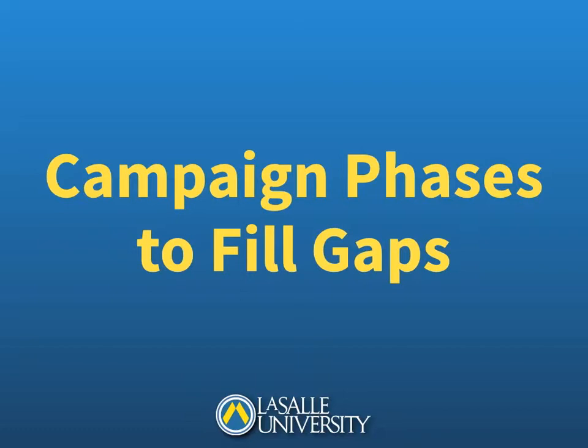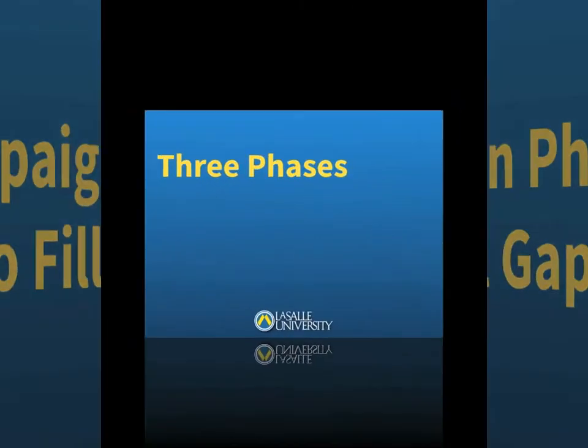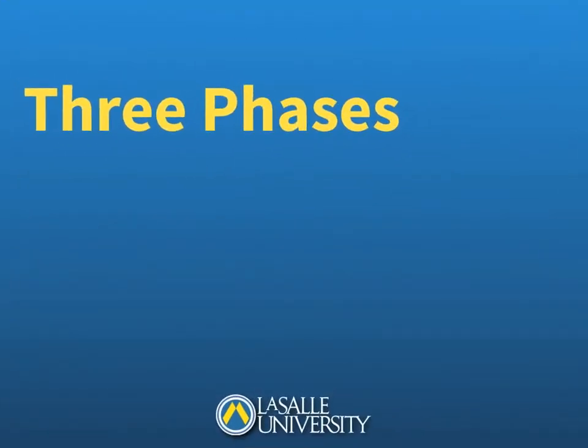So what are the actual campaign phases to fill these gaps? What are the step-by-step processes that you need to do or accomplish in different steps in order to get to where you need to be? So altogether, there are 3 phases, and like I said, these can be long or they can be short, depending on the extent of these gaps.